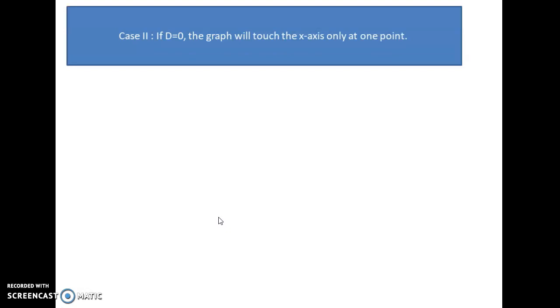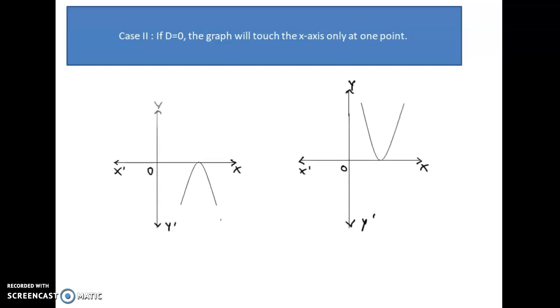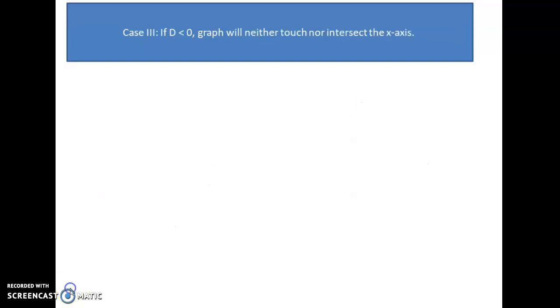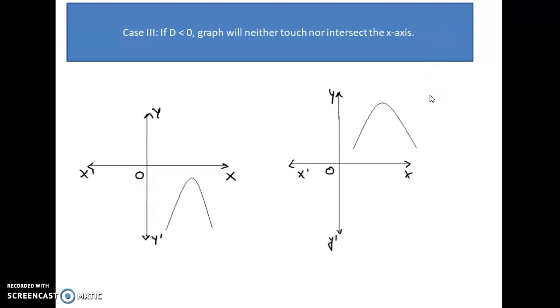What is the second possibility? D should be 0. Then we will get equal roots, meaning two values which are equal, so the graph intersects the x-axis at only one point. The parabola can be downward or upward according to whether the numerical coefficient of x square is positive or negative. What is the third possibility? The value of d can be negative. Negative means it will never touch the x-axis at any point, whether the parabola is upward or downward.